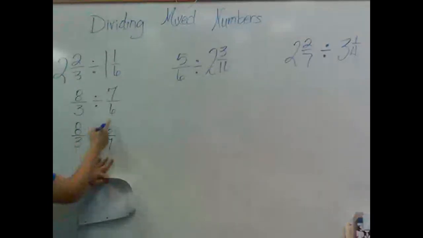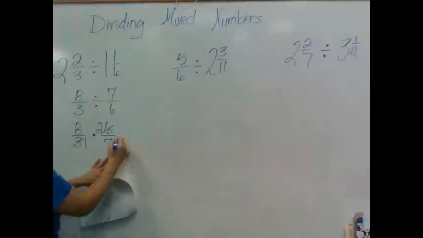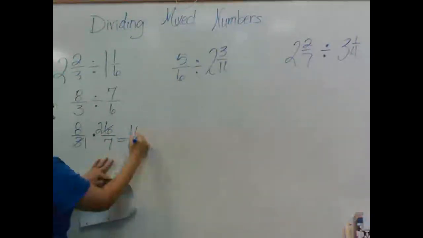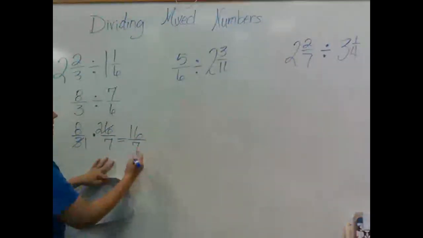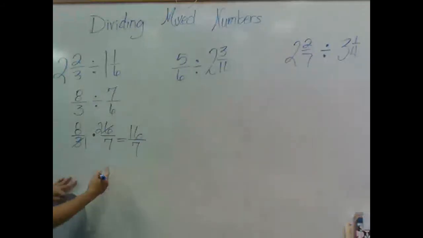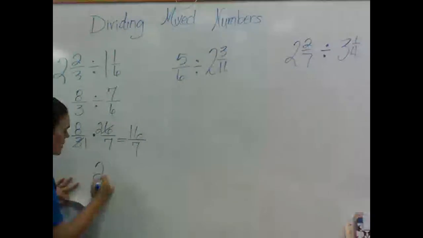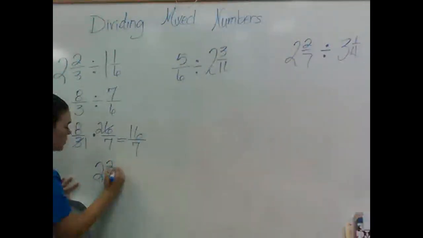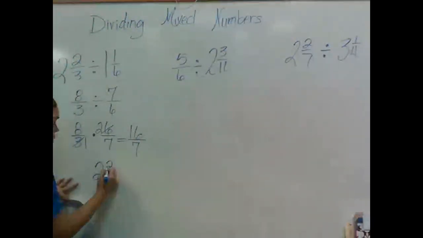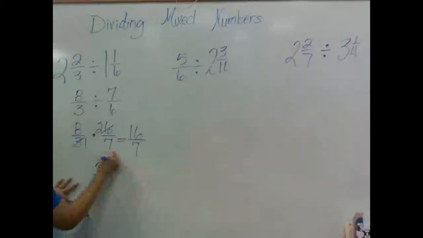So after I've done stay, change, flip, I can then look to see if I can simplify. So I look at my cross products, which is 3 and 6. 3 divided by 3 is 1. 6 divided by 3 is 2. So now I have simpler numbers to work with. 8 times 2 is 16. 7 times 1 is 7. This is improper. I need to make it a mixed number to simplify. So 7 will go into 16 2 times with a remainder of 2, because 7 times 2 is 14. And whenever I subtract, I get 2. And my denominator stays 7. So my answer for this is 2 and 2/7.